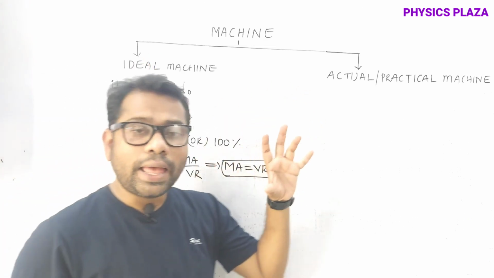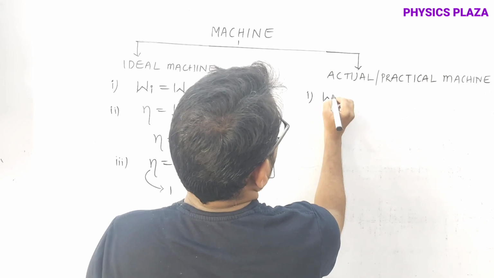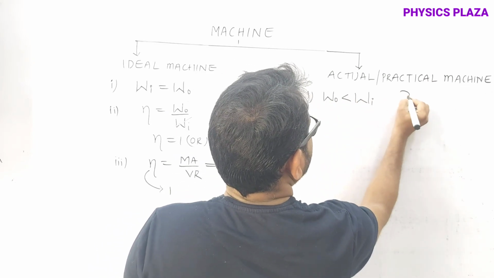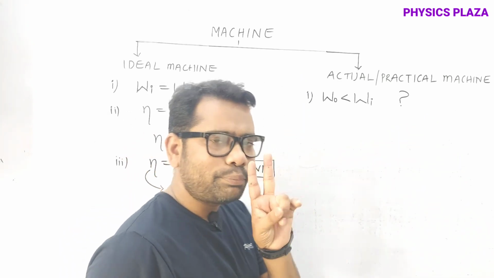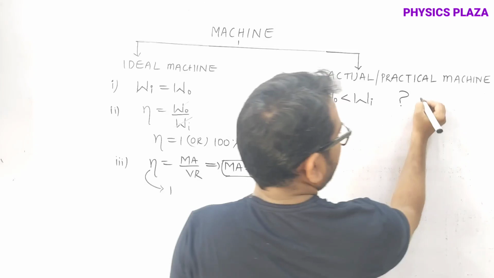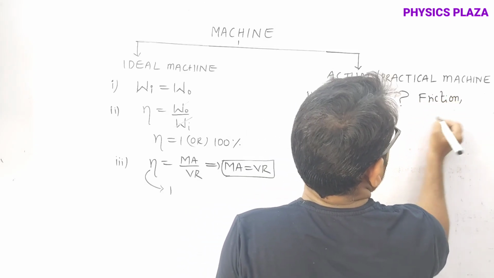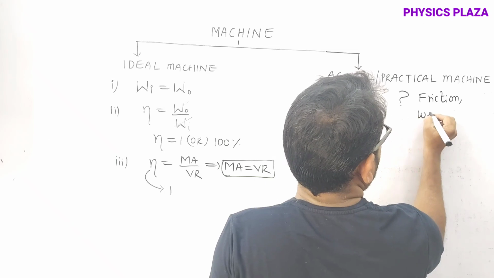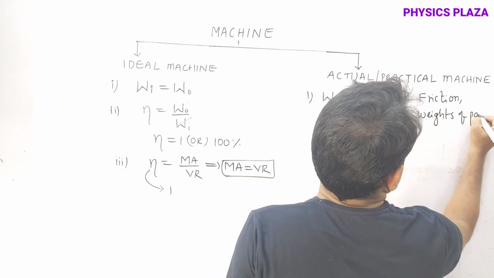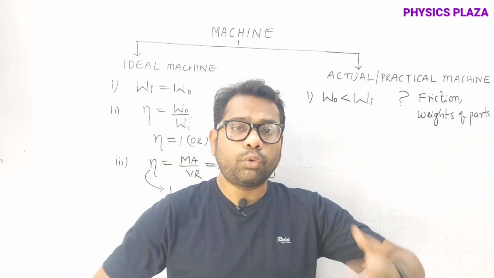Now let us think about an actual machine, children. For an actual machine, work output is always less than work input. In the exam they will ask why. There are many reasons, but let us recall the 2 important reasons: friction and weights of parts of the machine. Weights of parts means, children, the machine has to overcome even its own weight also.